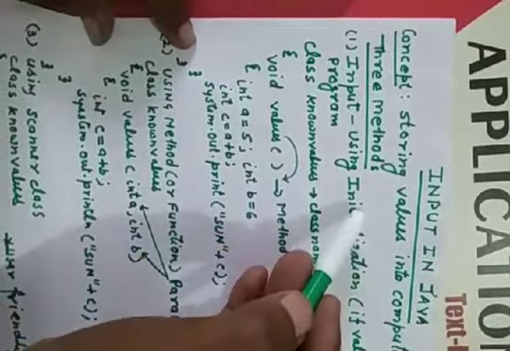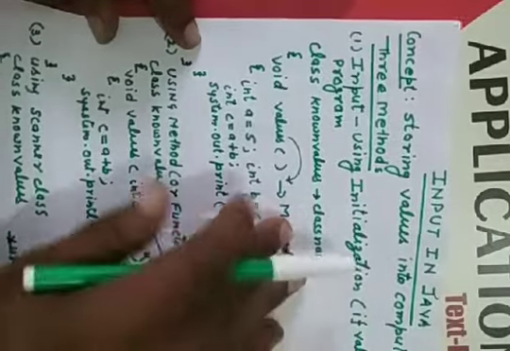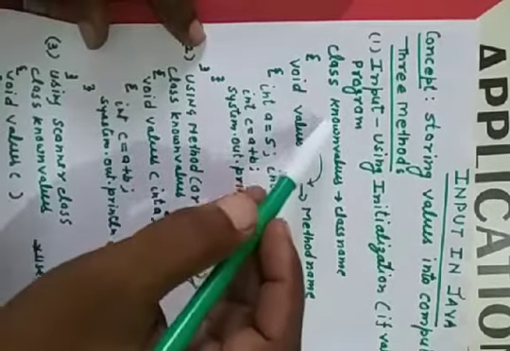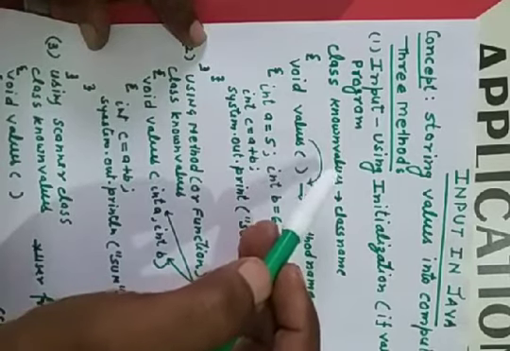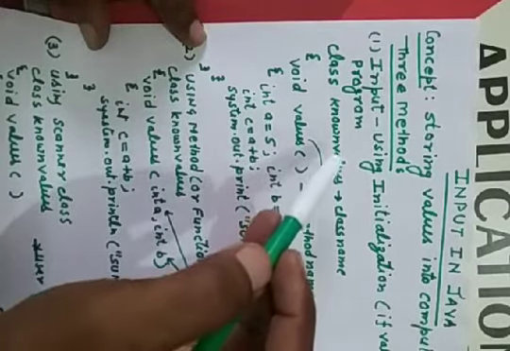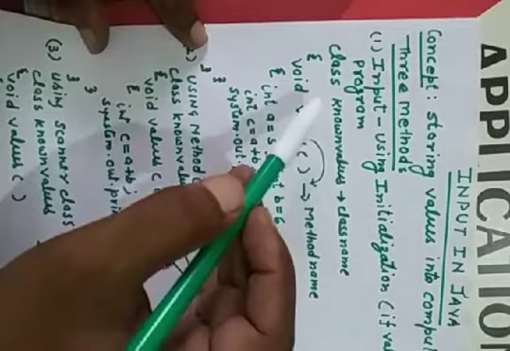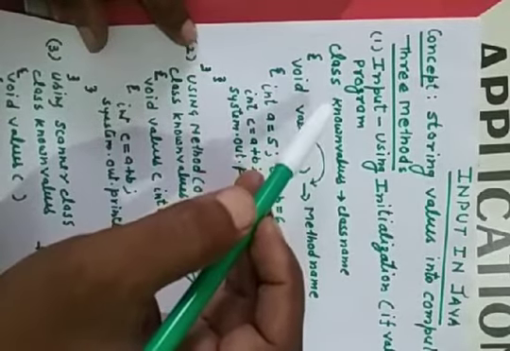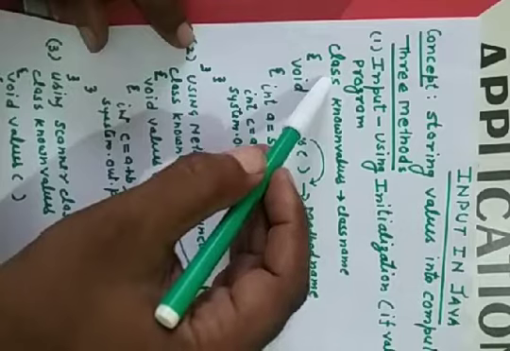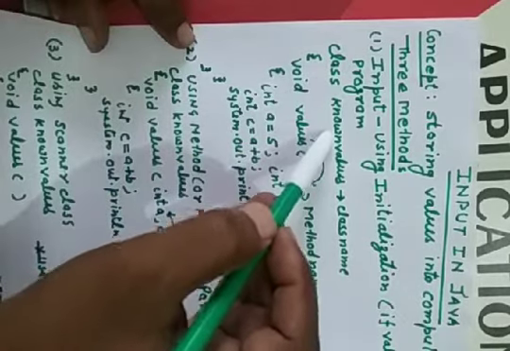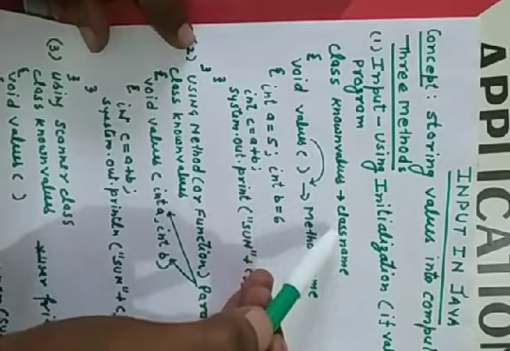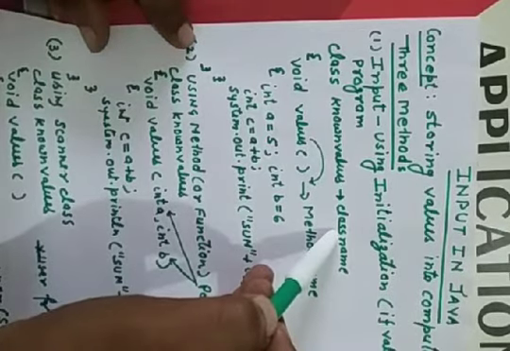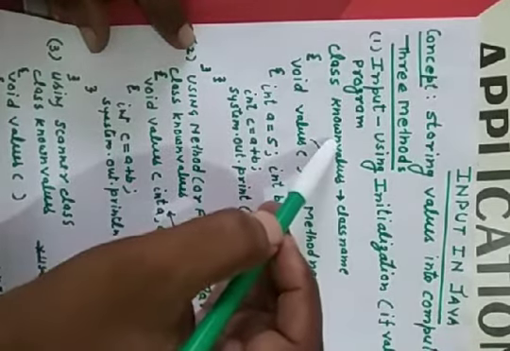Okay, so how will we do this program? Suppose we have two numbers, 5 and 6, and we want the addition of them. For that we have to write the program. So how will you write the program? First is class known values. Known values is the class name. This is the class name.